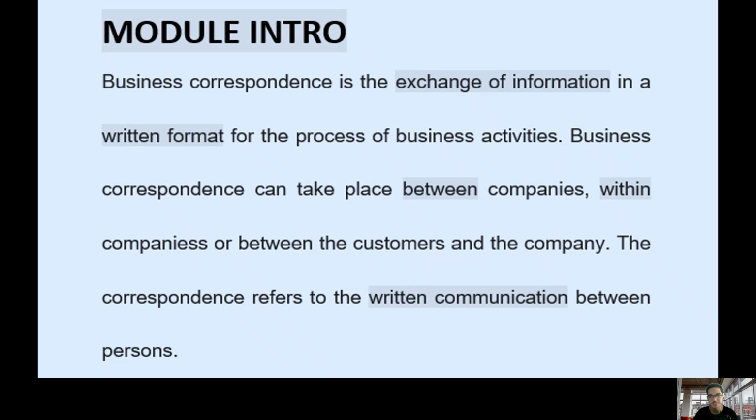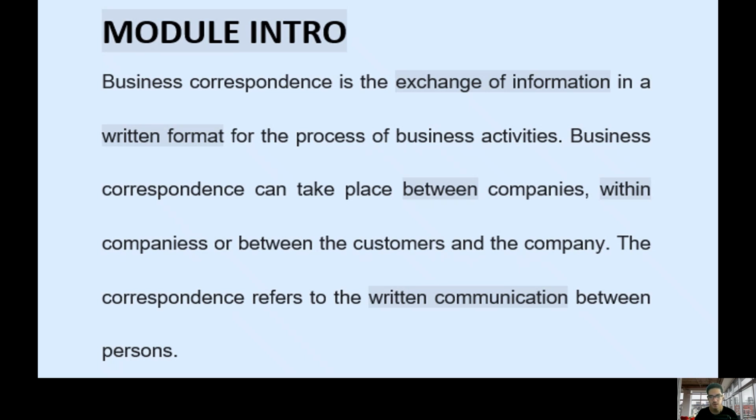So, what is business correspondence? In simple terms, any exchange of information in written format in a business setting is business correspondence. So think of two coworkers exchanging emails or exchanging business letters, for example. This is a form of business correspondence. When you have a problem and you take it up with a company either via email or via other forms of written format, this is also called business correspondence.